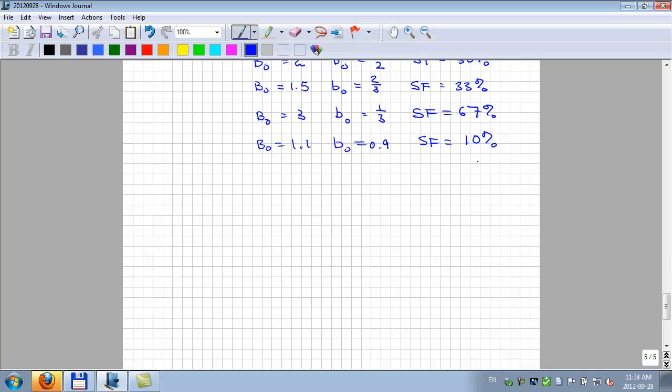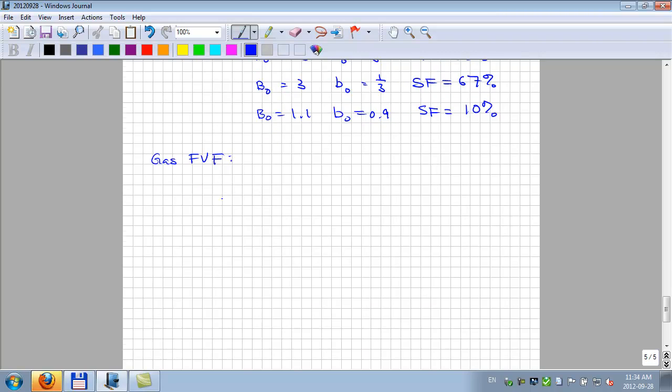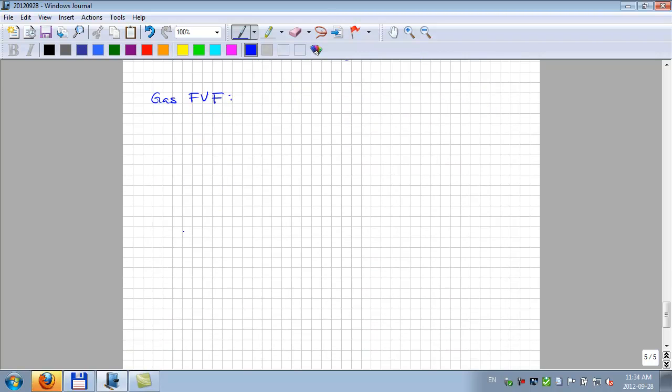Okay, so then we've got the gas formation volume factor. And here we have to be a little bit careful. That's called BG, as in the company, kind of. And BG is just defined as the volume of gas at pressure and temperature, gas phase, divided by how much surface gas we will get from that gas phase. That's at standard conditions.